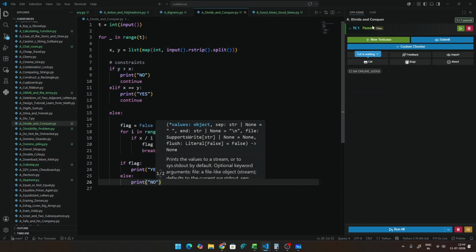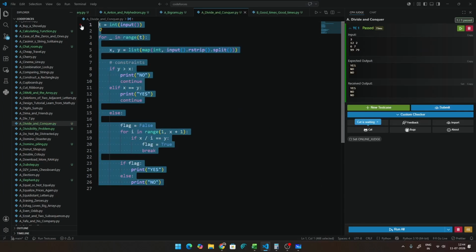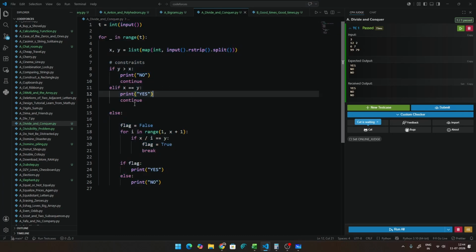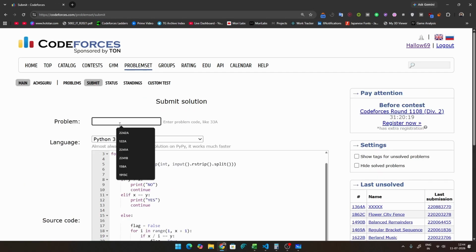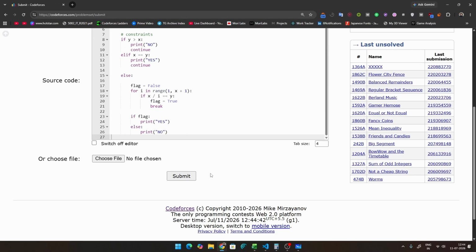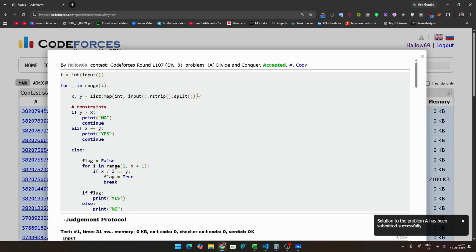If I run this, you can see all the test cases have passed. This is what we're talking about in the whiteboard. I hope you're able to understand how we are trying to formulate this. Okay, I'm going to go ahead and submit this as well, so that you guys know that it's a valid solution. This was 2241A, right? So 2241A. And as you can see, the solution was accepted.